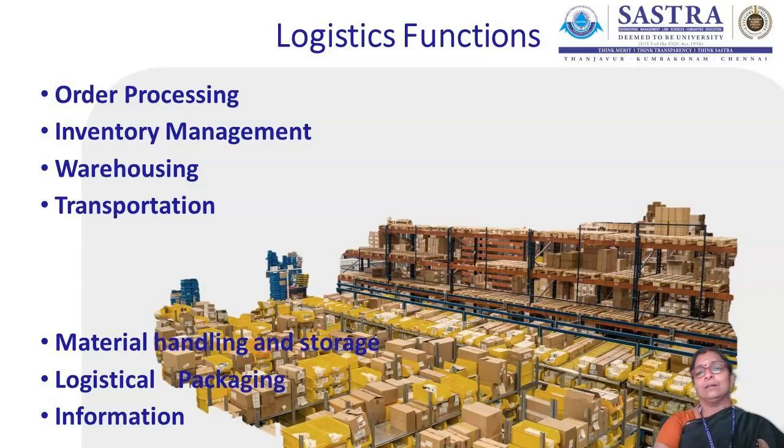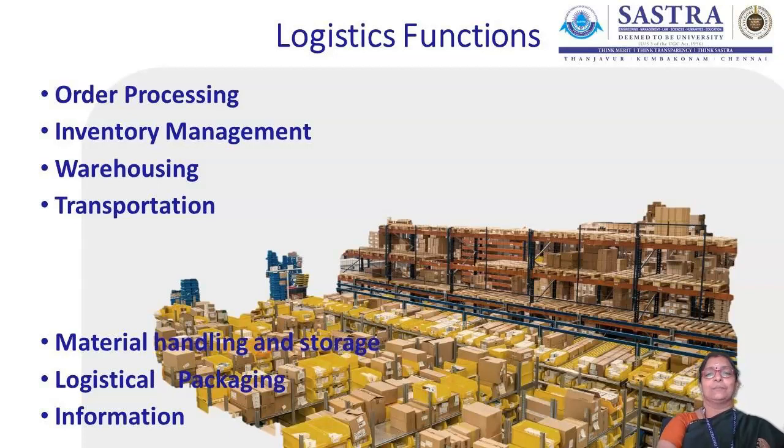Generally, there are 7 major logistics functions. First one, order processing, inventory management, warehousing, transportation, material handling and storage, logistical packaging, information. So what is order processing? Let us have our discussion on each of the logistics functions in detail.